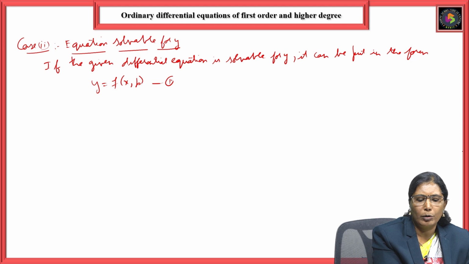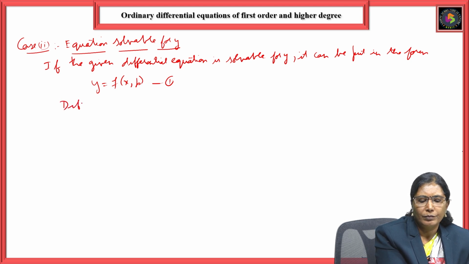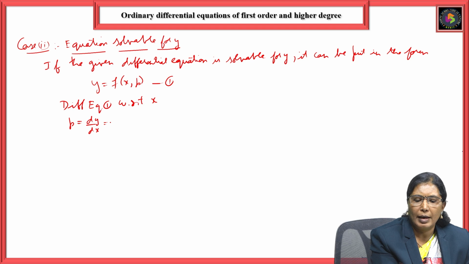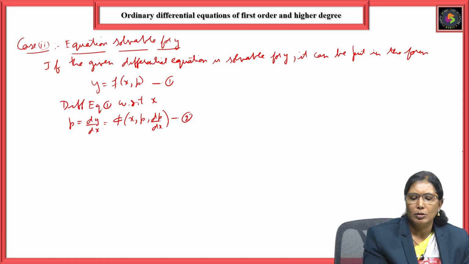Okay, now what you must do next, we should differentiate equation 1 with respect to x. So what do you get? dy by dx is nothing but p. So p is equal to dy by dx. You get a function of x, p and dp by dx. So let us denote it by phi of x, p, dp by dx. Take this equation as 2.